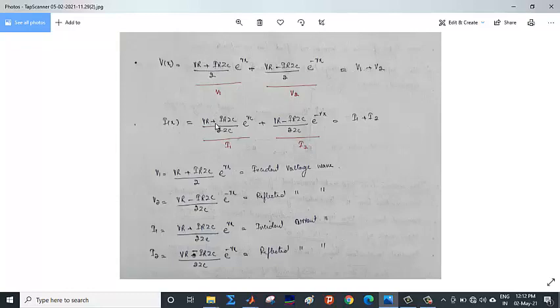Similarly, Ix is equal to Vr plus IR ZC divided by 2 ZC into e raised to power gamma x plus Vr minus IR ZC divided by 2 ZC e raised to power minus gamma x. Let's say it is equal to I1 plus I2, because this term I have coined as I1 and this term I have taken to be I2. So this term V1, that is Vr plus IR ZC divided by 2 e raised to power gamma x, is an incident voltage wave, and this term, where we have minus over here and minus over here, is a reflected voltage wave. Similarly, this term is known as the incident current wave, and this term is known as the reflected current wave.